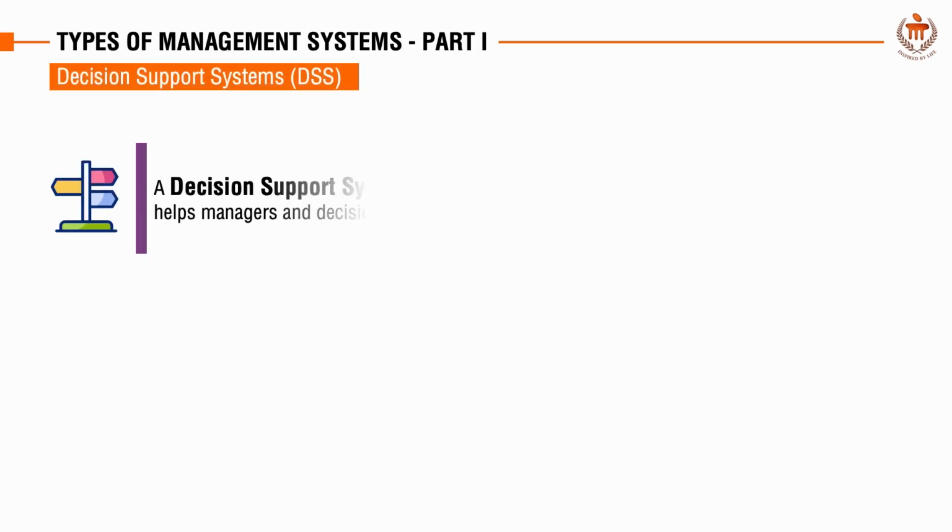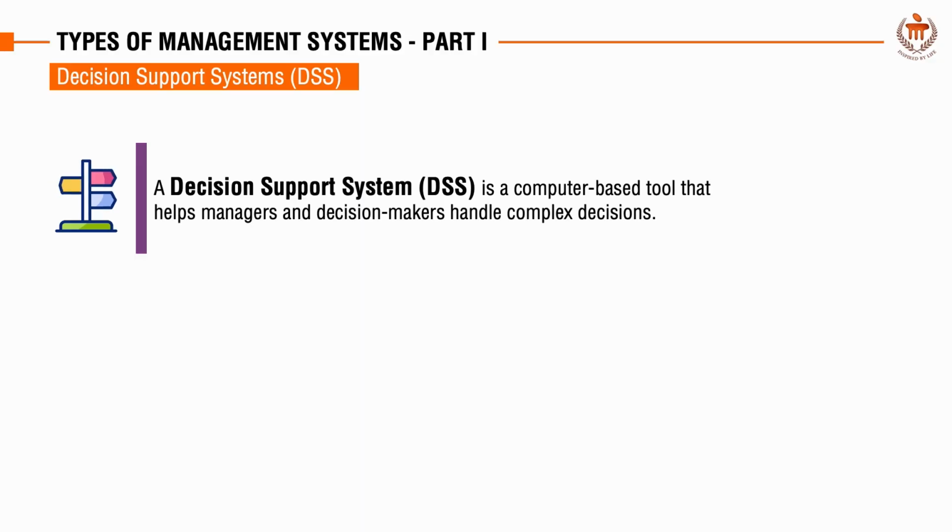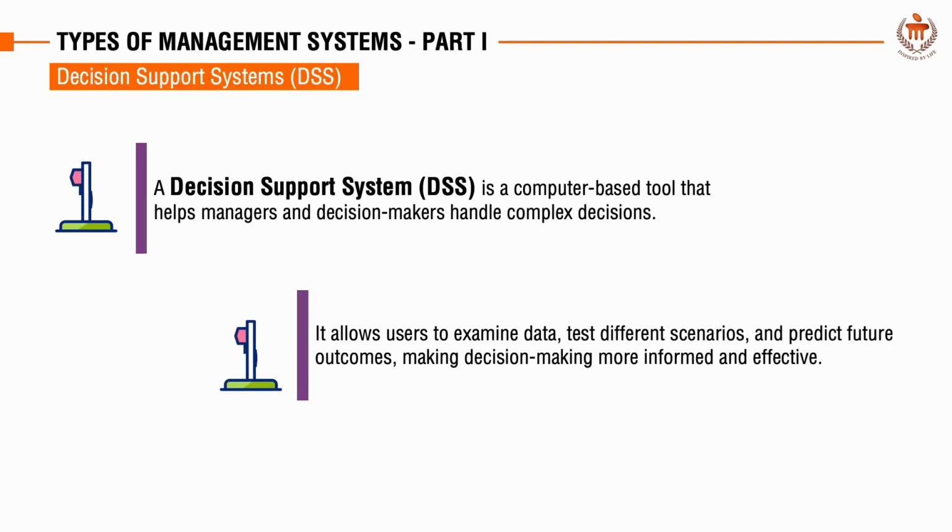Now, let us go through the next type of management system, decision support system. A decision support system is a computer-based tool that helps managers and decision makers handle complex decisions by providing the right information and analysis. It allows users to examine data, test different scenarios, and predict future outcomes, making decision making more informed and effective.